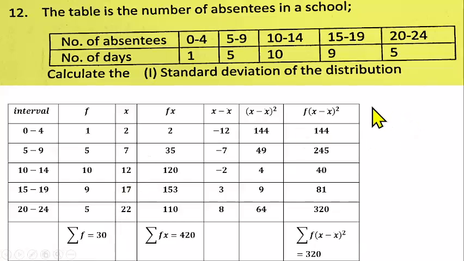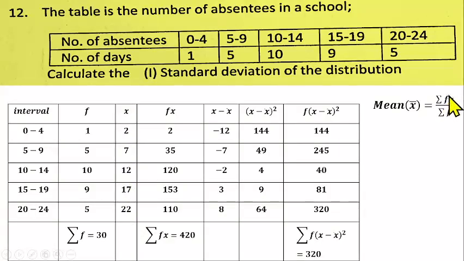I think we calculated the mean before: mean is summation fx over summation f. We already have our f, but we're not given x. I taught you how to get x before: add the class boundaries together, divided by 2. 0 plus 4 is 4, divided by 2, that gives us 2. 5 plus 9 is 14, divided by 2, that is 7. 10 plus 14 is 24, divided by 2, 12, and so on, to give us the value of our x.